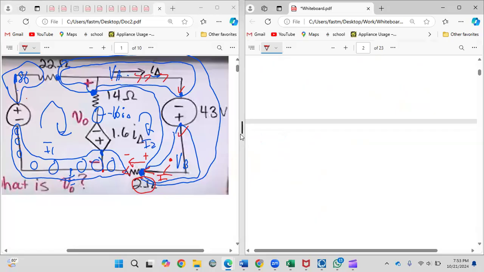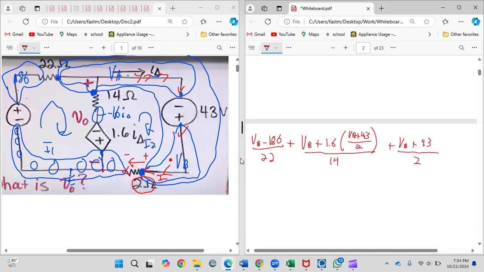So from the top piece, you'll have VB minus 186 on 22 plus VB, and you have plus the 1.6 multiplied by the VB plus 43 all on 2. And all that being divided by 14, and you plus the VB plus 43 on 2. So this piece here is what VA is.